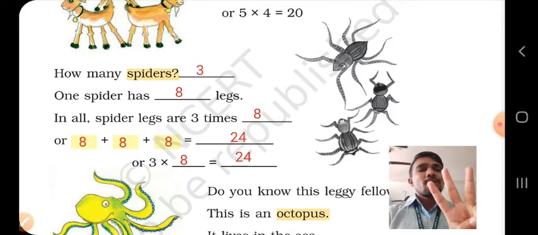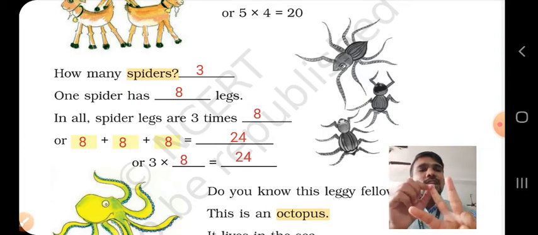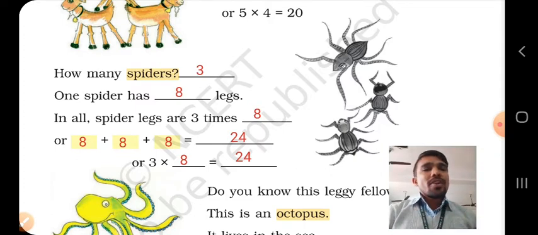There are 3 spiders. First spider has 8 legs. Second spider also has 8 legs. Third spider also has 8 legs. So 3 times 8. 1 time 8, 2 times 8, and 3 times 8. That is 3 times 8, 3 multiplied by 8. That is 3 8s are 24. Isn't it? So there are 24 legs of these 3 spiders.